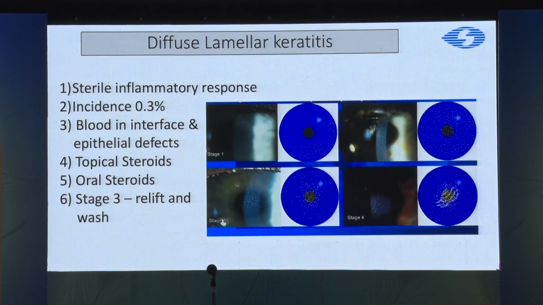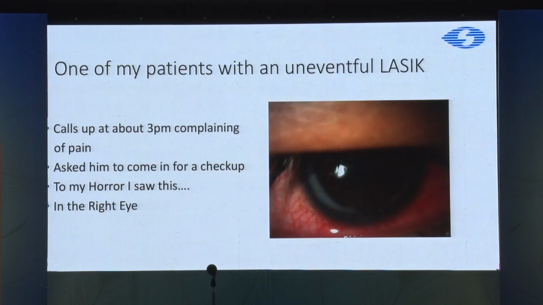Other common side effects like DLK, that's common to both the microkeratome and the FS LASIK. There are different stages of DLK, the stage 1 where it's in the periphery, stage 2 where it goes towards the center, stage 3 where it causes significant drop in vision, and stage 4 where you have a melting or a thinning of the flap over it. Topical steroids and oral steroids are the treatments; for stage 3, relift and wash.